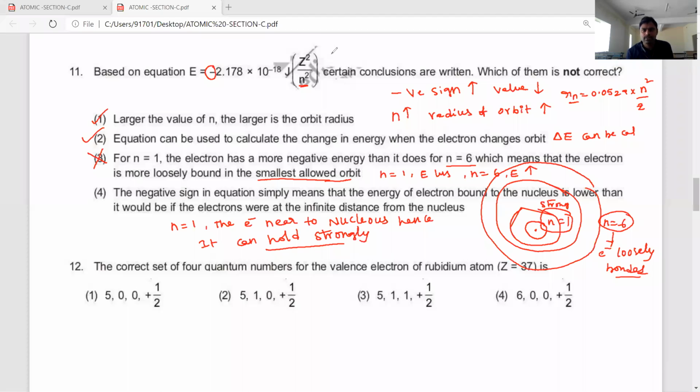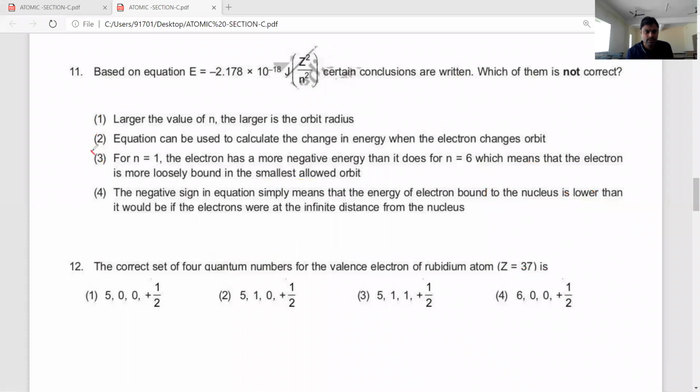Fourth option: the negative sign in the equation simply means that the energy of the electron bound to the nucleus is lower than the energy of an electron at an infinite distance from the nucleus.